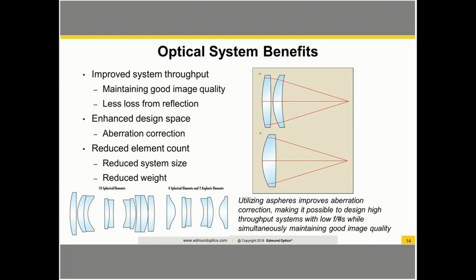So the size and the weight of the designed system becomes smaller. As you can see at the bottom left corner, the same system was initially designed with 10 spherical elements, and by using 2 Aspheres, 4 of those spherical elements were taken out of the system.